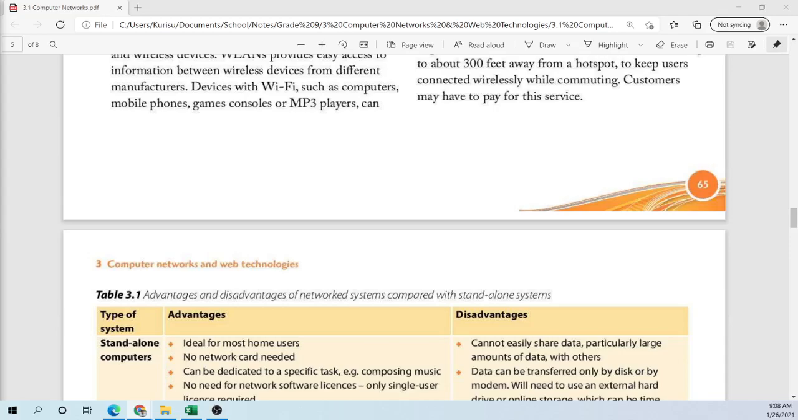What was the smallest network size? PAN. So the PAN is the smallest. What's after the PAN? LAN. What's after the LAN? MAN. So PAN, LAN, MAN. What's after the MAN? WAN.